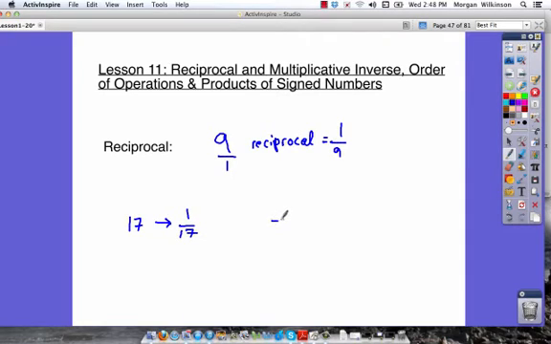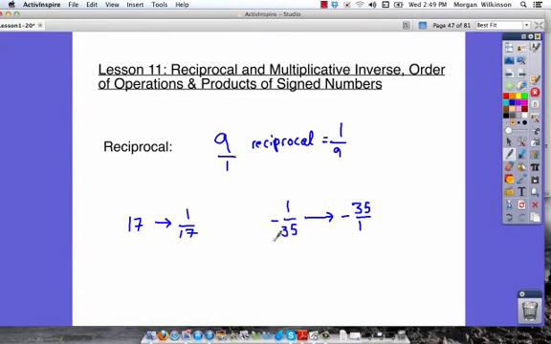How about negative 1 over 35? The reciprocal of negative 1 over 35 is going to be negative 35 over 1. Notice we kept the negative sign, because we're only switching the numerator and denominator to find the reciprocal.